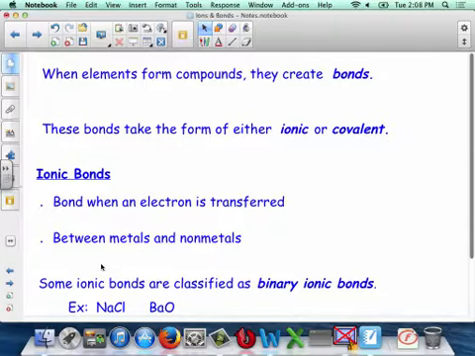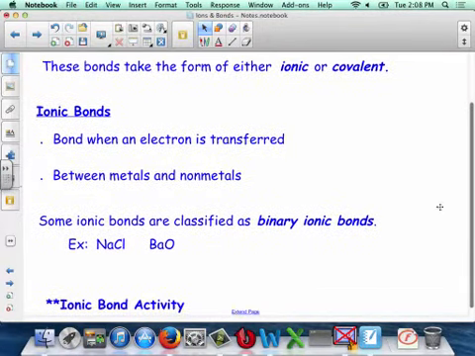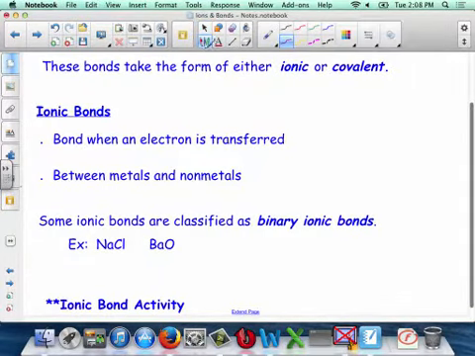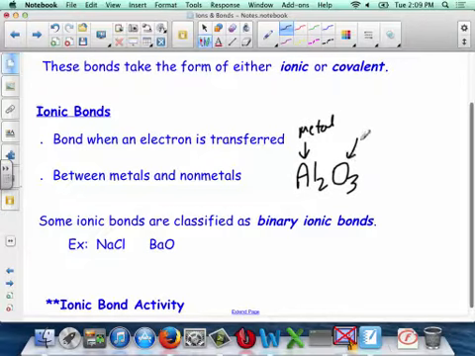Salt, which is NaCl. You guys know when it's just one Na and one Cl, we call that a binary ionic bond. It's not anything that you really need to know, but NaCl is a perfect example of that. You might also have Al2O3. Aluminum is a metal. Oxygen is a non-metal. That is an ionic bond.